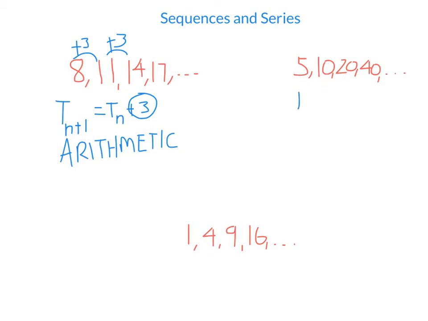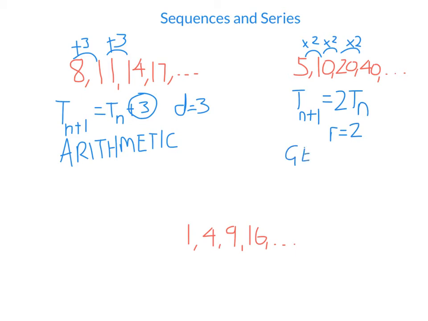So we write that recursively: the next term is equal to 2 times the previous term. So here we have a common ratio. We're multiplying each term by the same amount to get the next term. In this one, we called it a common difference, and it was 3. Here, the common ratio is 2. And when you have a common ratio, we call that a geometric sequence.